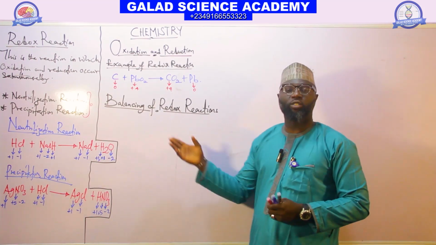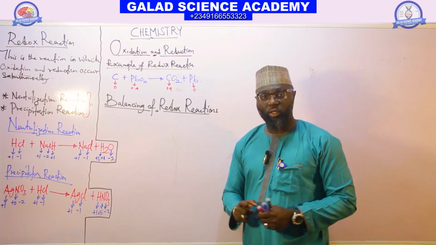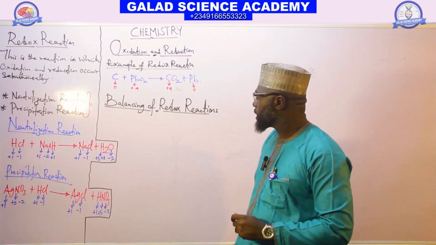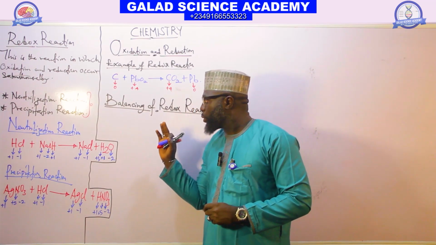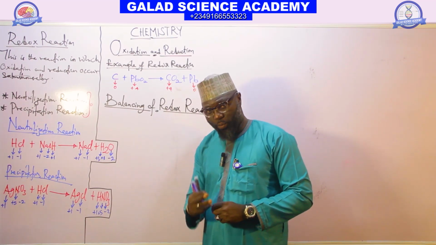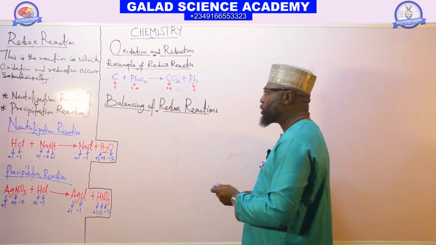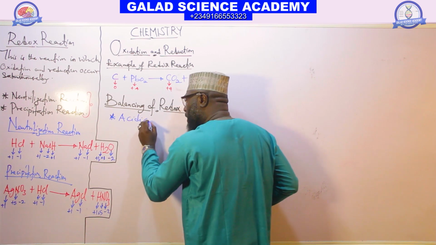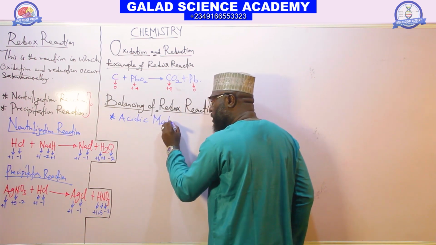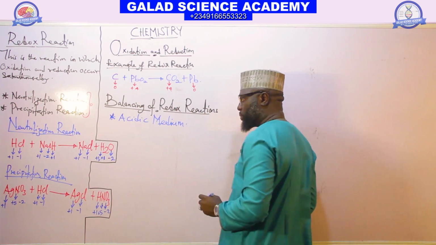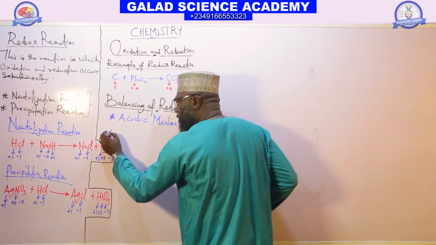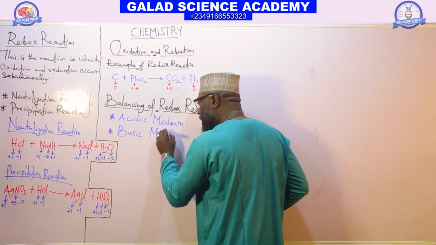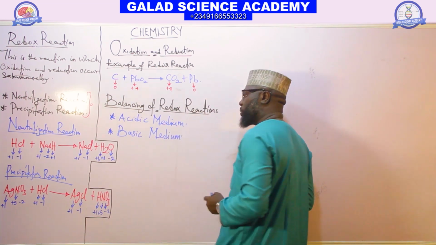To balance redox reactions, there are two methods. The equation can exist in two forms. The first one is in acidic medium. The second one can exist in basic medium.